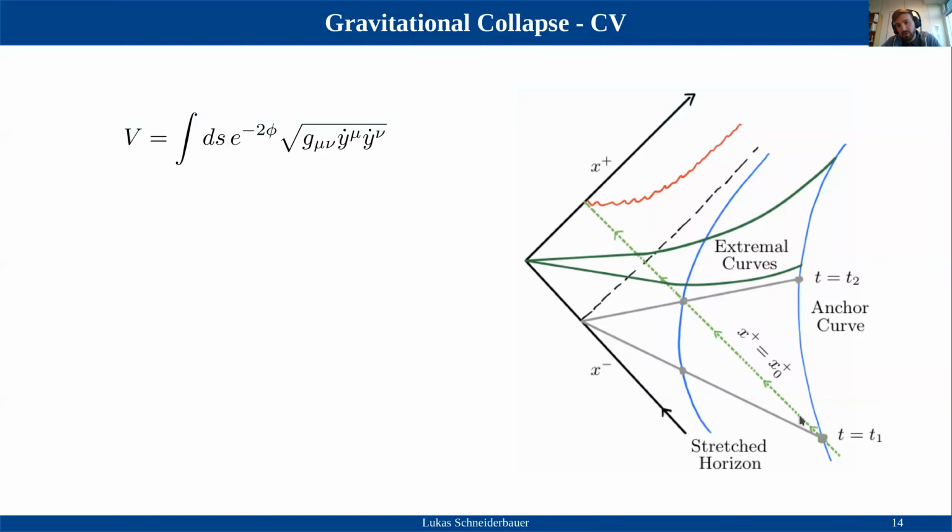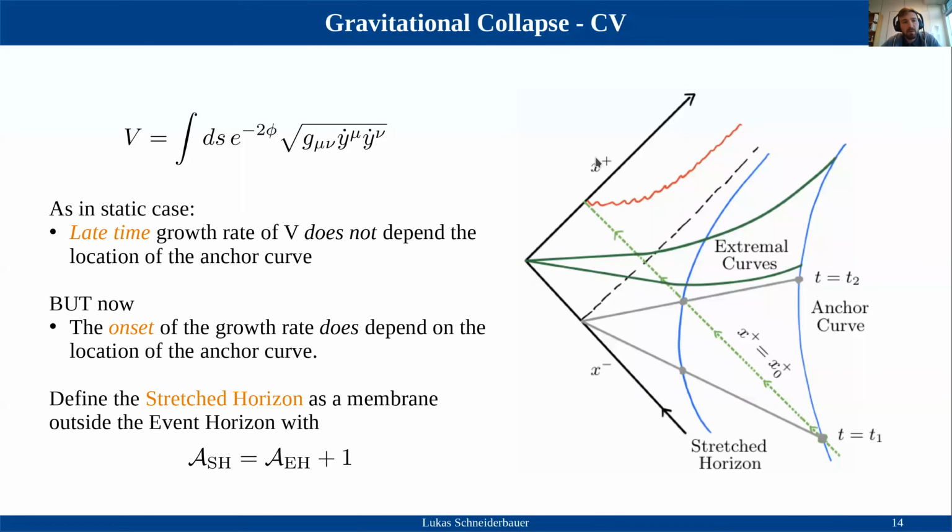Here again, you see the shock wave coming in. So here again, you will have some vacuum state, which creates a singularity here. So now the important point is the following: as in the static case, if we look at the late time growth of what we're calculating, this does not depend on the location of the anchor curve. Okay, we could move the anchor curve a little bit here, a little bit there. It doesn't matter for the late time behavior.